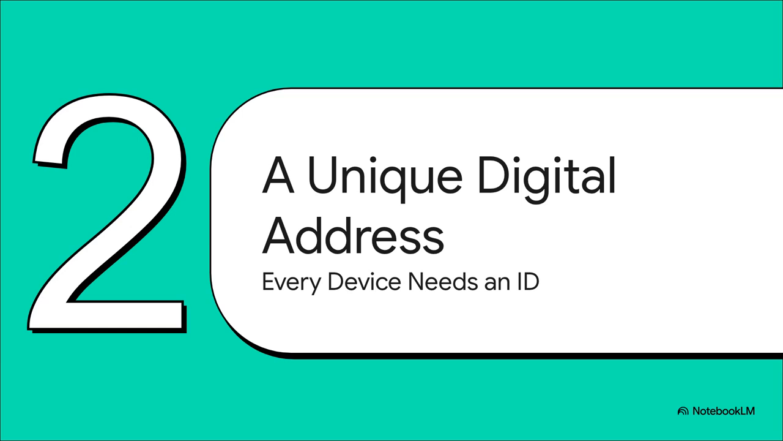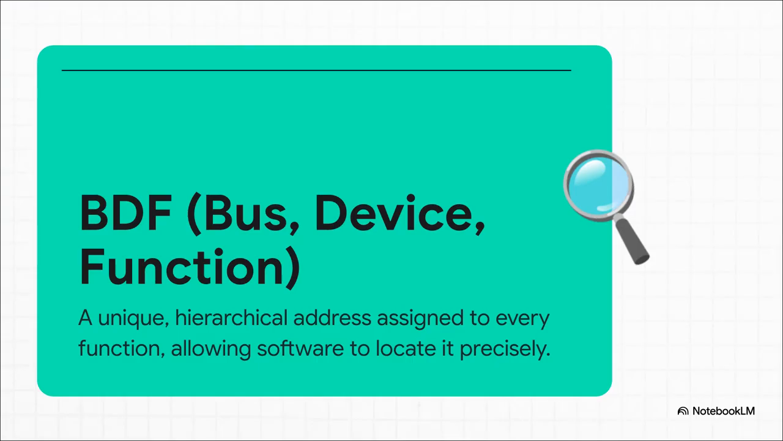Okay, so for the system to talk to any of these devices, it obviously needs to know where to find it. And it's just like a street address for a house. Every single function inside your computer needs its own unique digital ID. That address has a name. It's called the BDF. That stands for bus, device, and function. And it's this really elegant three-part system. The best way to think about it is like a country, a city, and then a specific street address. This BDF lets the software pinpoint any function anywhere on the PCIe fabric with absolute precision.